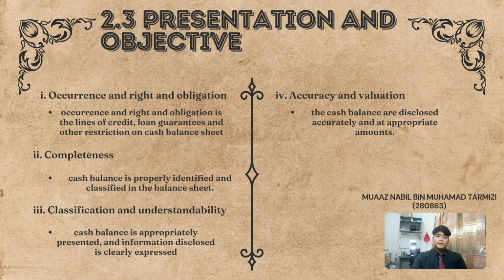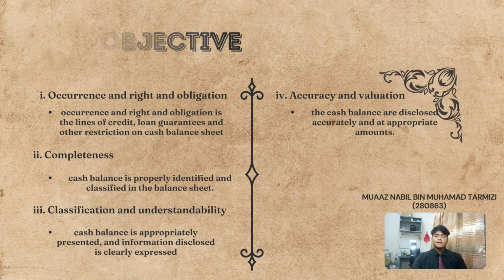There are 4 types of presentation objective assertions, which are occurrence, rights and obligations, such as lines of credit, loan guarantees, and other restrictions on the cash balance sheet. Next is completeness, where the cash balances are properly identified and classified in the balance sheet. Next is classification and understandability, which is that the cash balance is appropriately presented and information disclosed is clearly expressed. And lastly is accuracy and valuation, which is that the cash balance is disclosed accurately and at the appropriate amount.